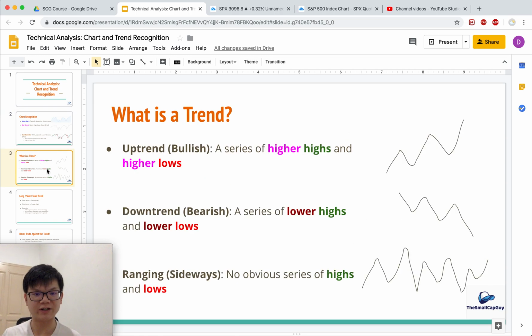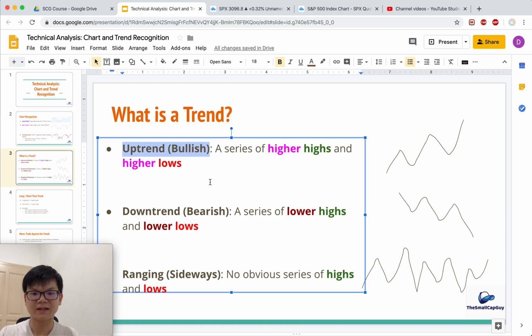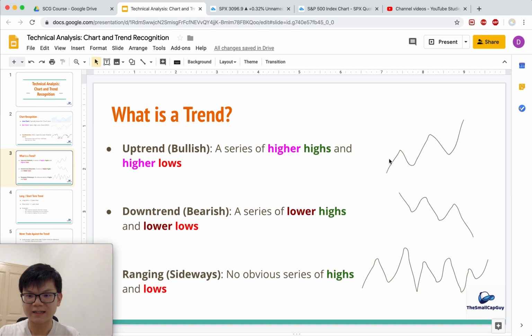So what is a trend? For an uptrend, which we call a bullish trend, there is a series of higher highs and higher lows. Let's look at this. When the price goes up, there's a high, and it goes down, there's a low. This low is higher than the previous low, and when it goes up again, this high is higher than the previous high, and it goes down again, this low is higher than this low and this low. So this is what we call an uptrend. There are higher highs and higher lows.